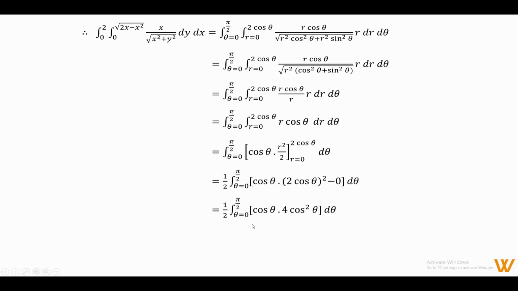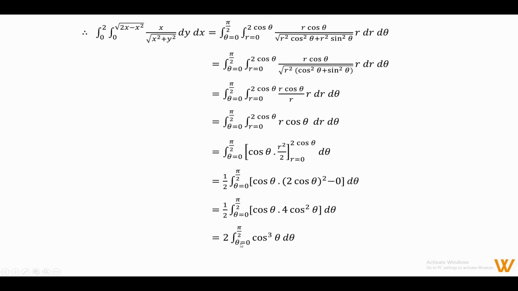The integral with θ from 0 to π/2 of cos θ, and (2 cos θ)² is 4 cos²θ dθ. Now take 4 out of the integration, so 4 upon 2 is 2 only. The integral with θ from 0 to π/2 of cos θ into cos²θ, which is cos³θ dθ.